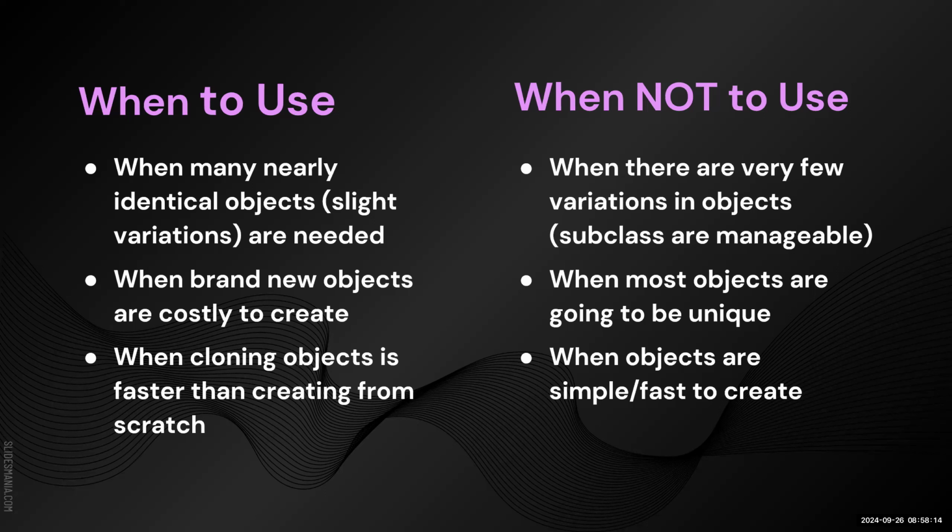And lastly, when objects are simpler and fast to create, there's really no need for cloning, since cloning will reduce if it's complex. So when objects are simple and fast to create, then there's no need to use the prototype pattern, because it'll be simpler just to do it manually.